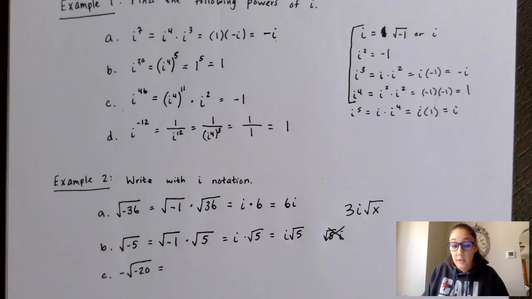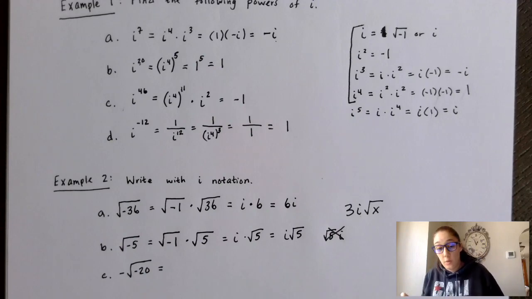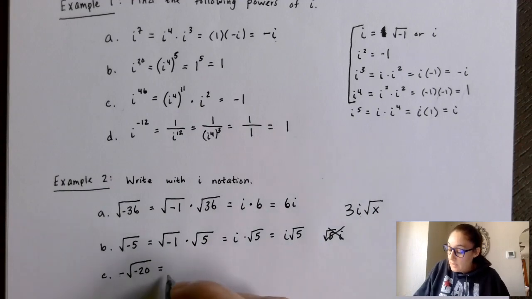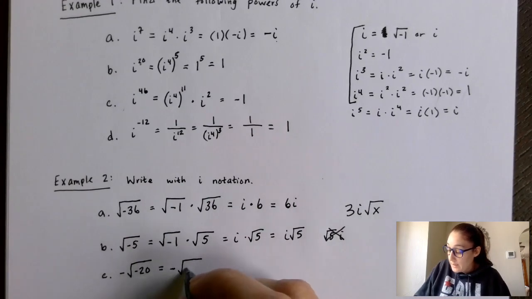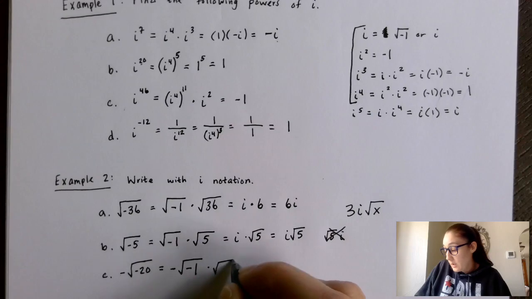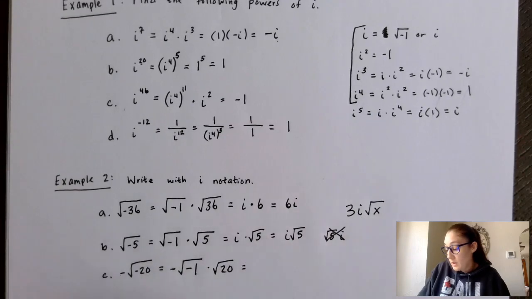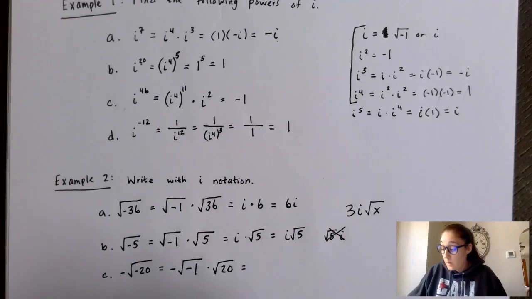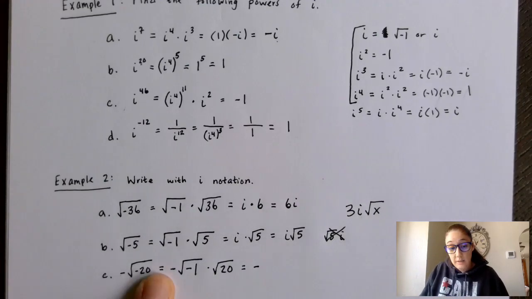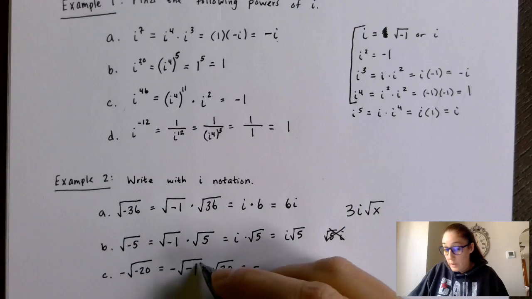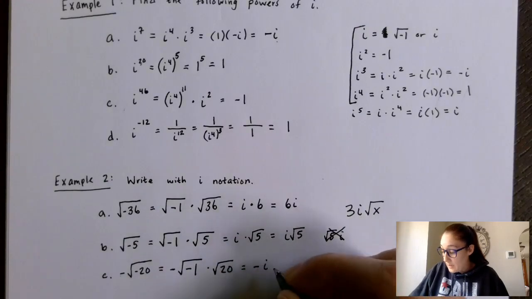Alright, in part C, one thing that I really don't want you to do is please don't do a negative times a negative and make that a positive. It doesn't work that way. Alright, so let's keep that negative on the outside. And let's rewrite negative 20 as negative 1 times 20. Alright, so the square root of negative 1 is i, so we have a negative from the outside, and then the square root of negative 1 is i.